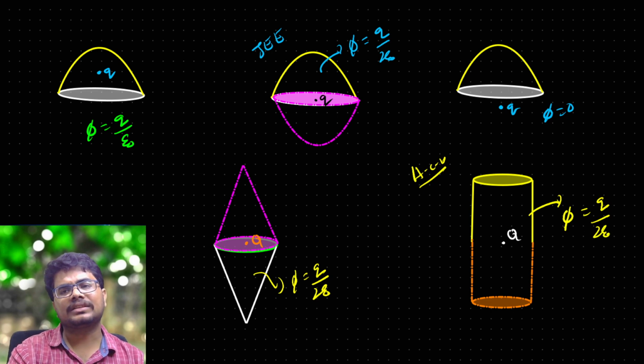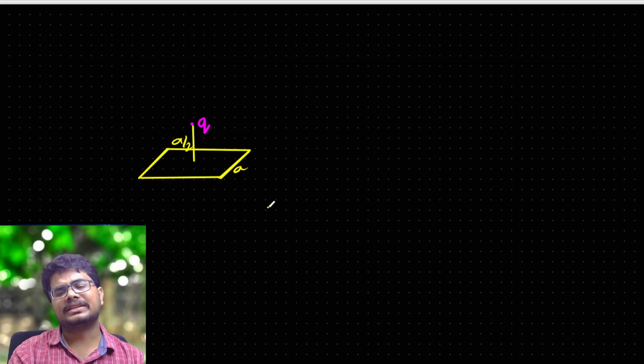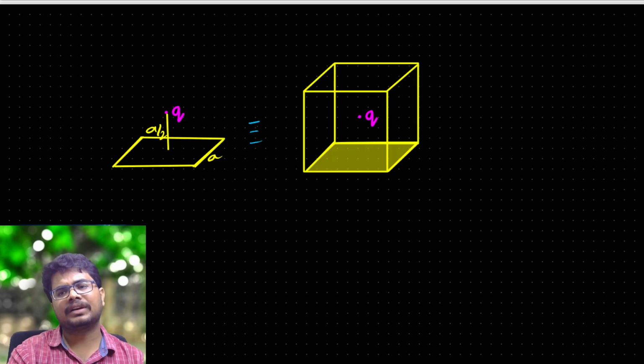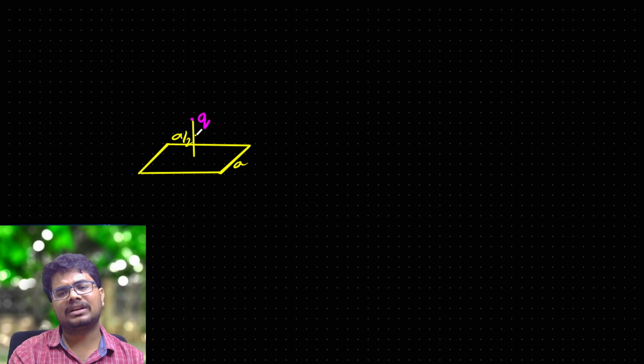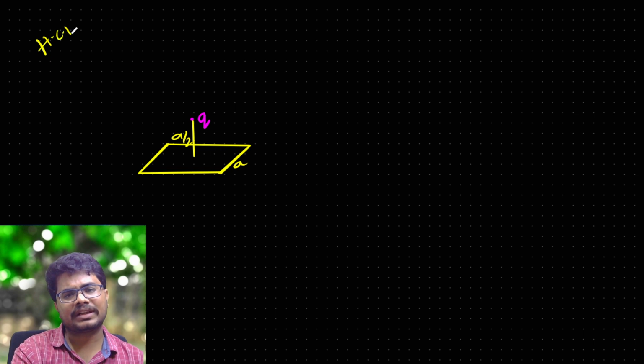If I place it like this, what will happen? Example: a charge is placed at the top of a square, at a distance A by 2. This question is there in HC Verma, in NCERT, and in JEE. Go and please check. Okay, fine.